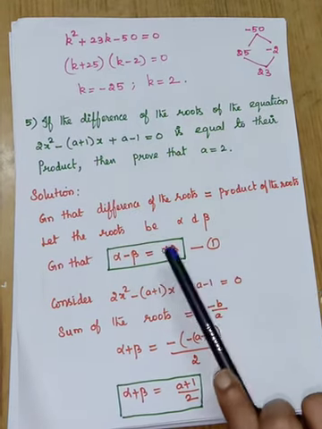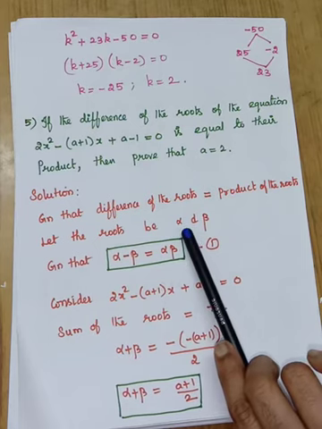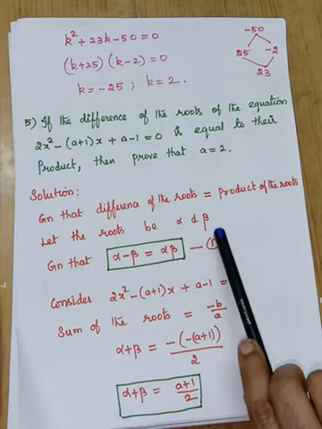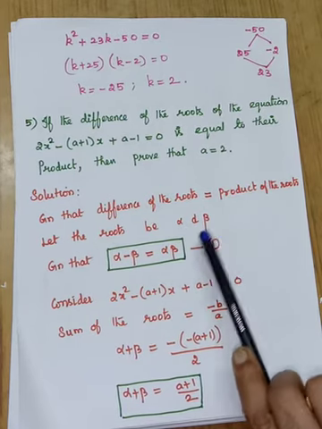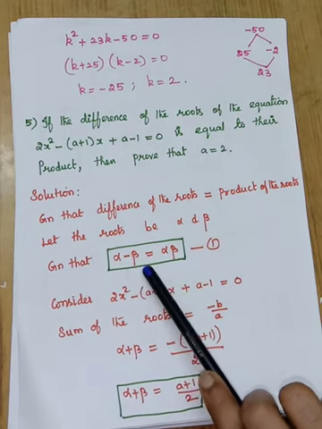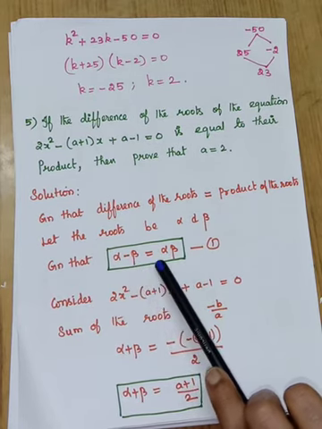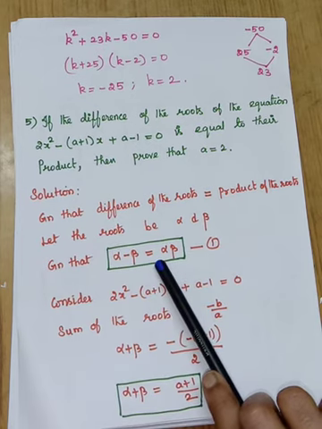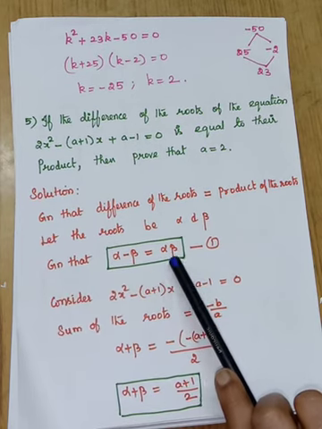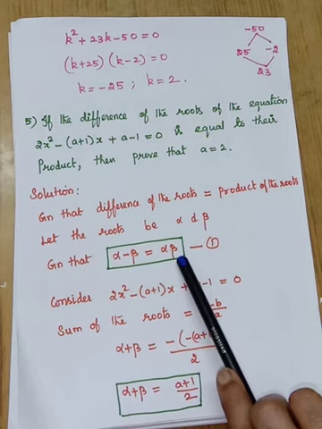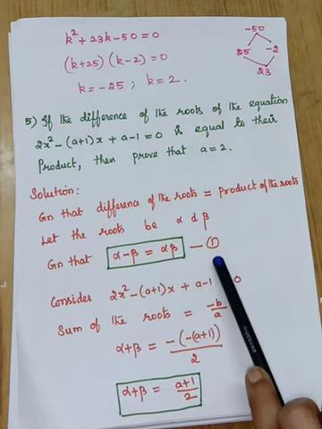Okay. So first I'll take the roots. First root as alpha and the second root as beta. Here what is given? The difference between them. So I have written alpha minus beta. That is equal to what? The product of their roots. So it is equal to alpha into beta. So this is the given result.